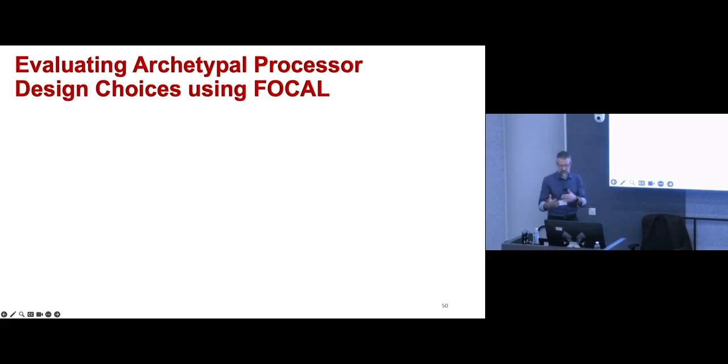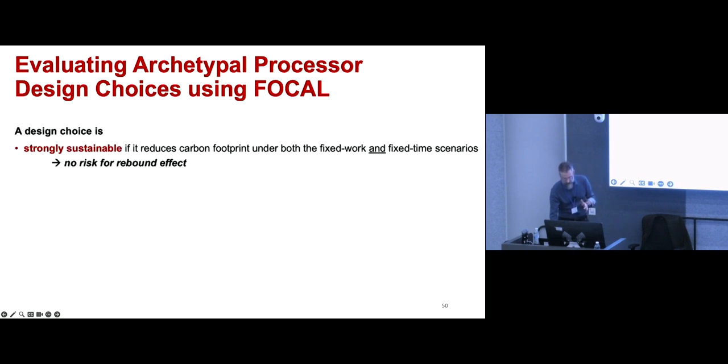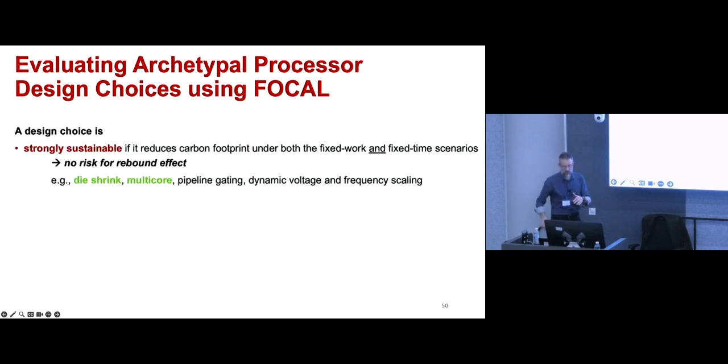And I used existing results from the literature to make an assessment of how sustainable particular processor design choices are. And I've been classifying these archetypal processor design choices into 3 big classes. The first one is strongly sustainable. I classify a design choice as strongly sustainable if it reduces the carbon footprint under both the fixed work and the fixed time scenario.